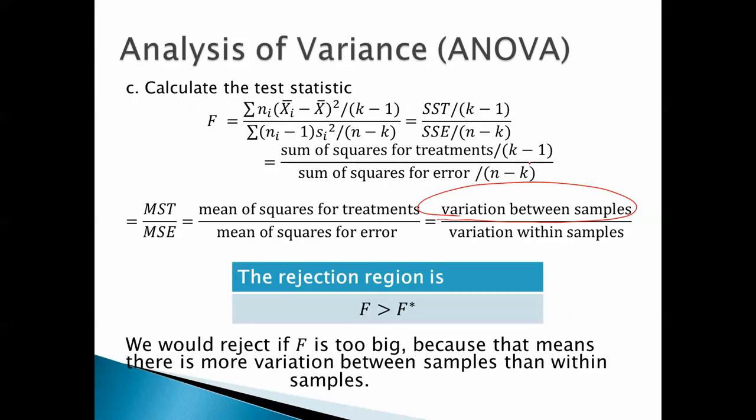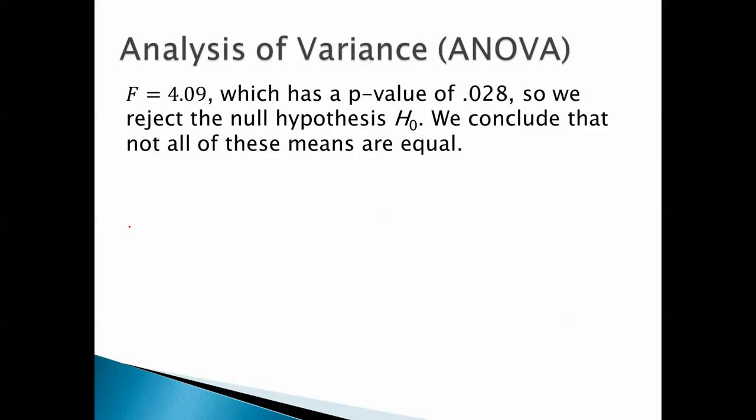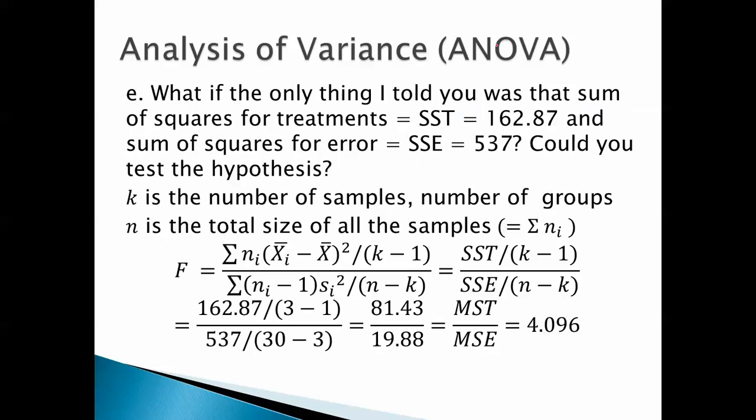Now recall, in this case, the degrees of freedom is this number, k minus 1. That's the degrees of freedom for the numerator. That's the degrees of freedom for the denominator. The calculator also told us the sum of squares for treatment and error, and also the mean of squares for treatment and for error. Okay, F equals 4.09, which has a p-value of 0.028. Oh, we know what that means, so we reject the null hypothesis. We conclude that not all of these means are equal.